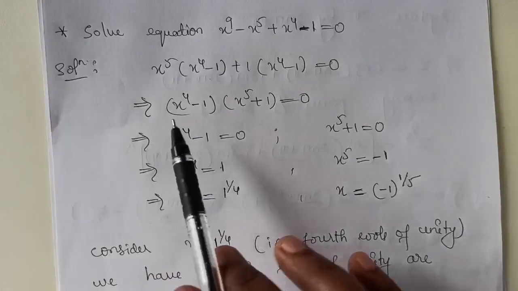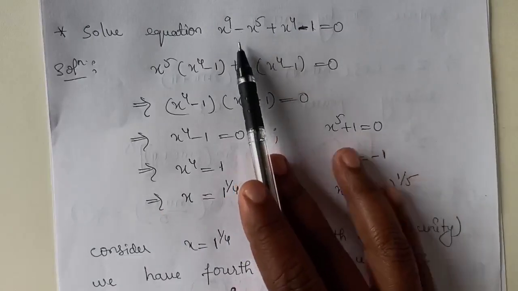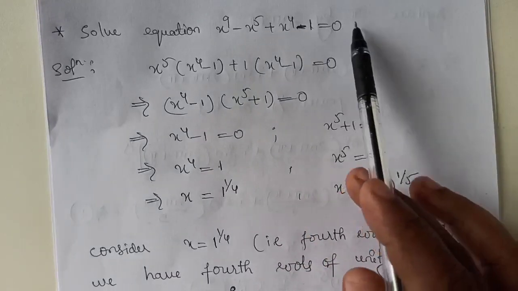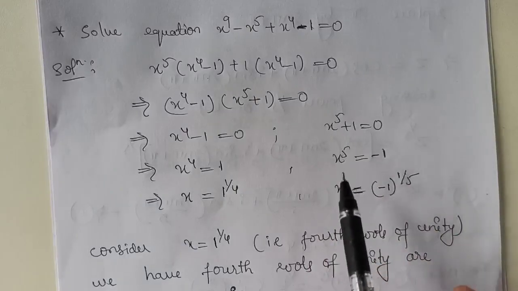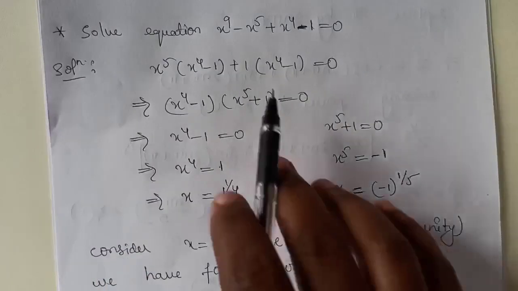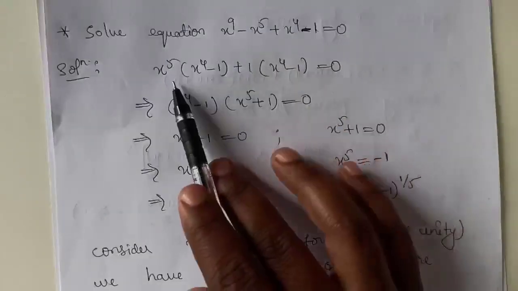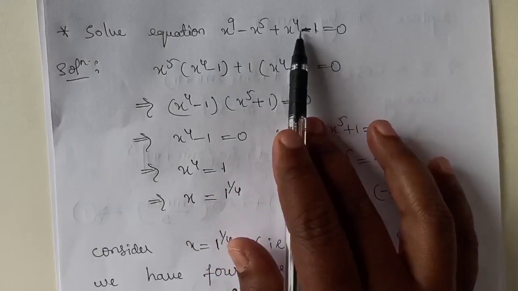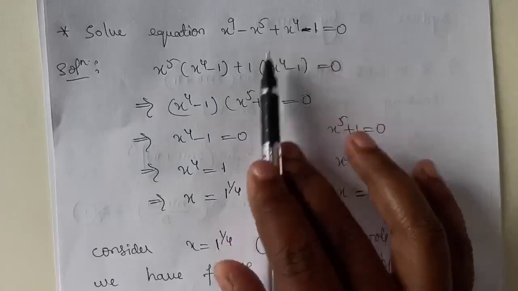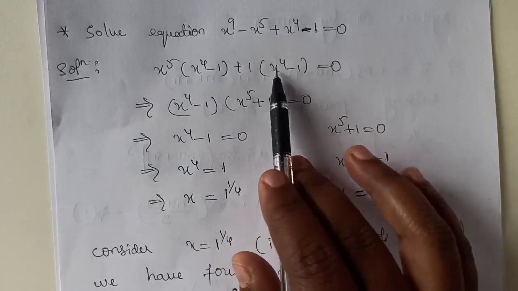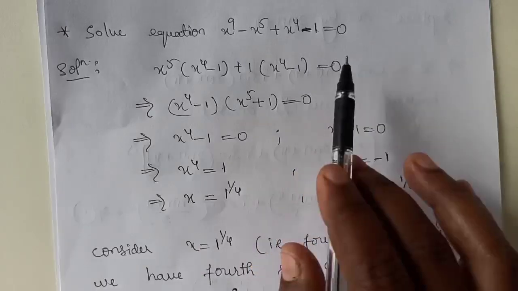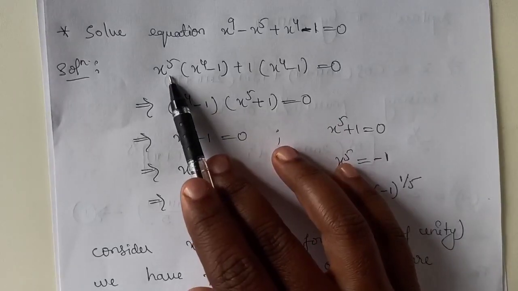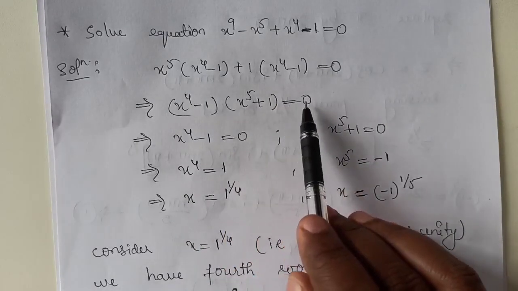Okay, given that, solve the equation x^9 - x^5 + x^4 - 1 = 0. This equation can be easily solved by using the concept of complex numbers. This given equation can be written, on taking x^5 common, as x^5(x^4 - 1) + (x^4 - 1), where the second x^4 - 1 remains as it is, on taking 1 common. So we can group this as (x^4 - 1)(x^5 + 1) = 0.